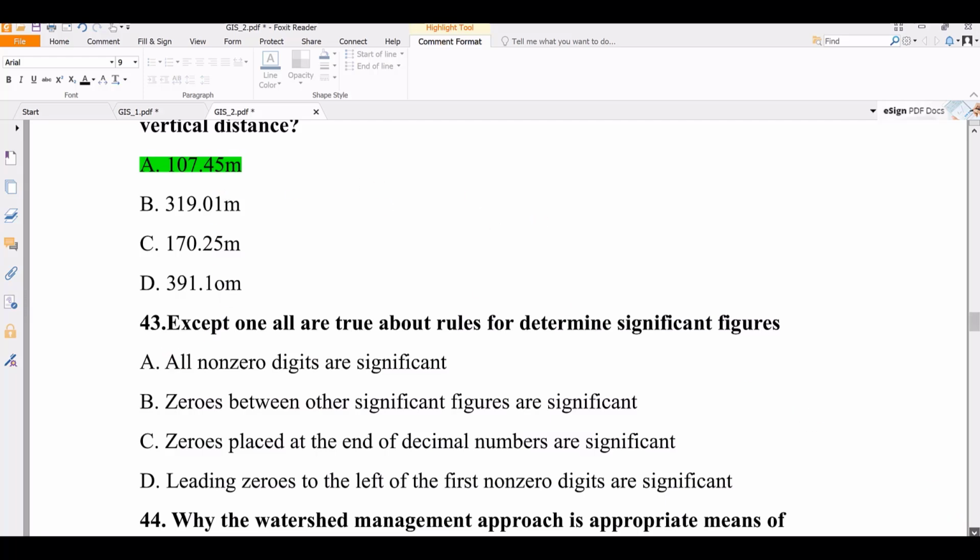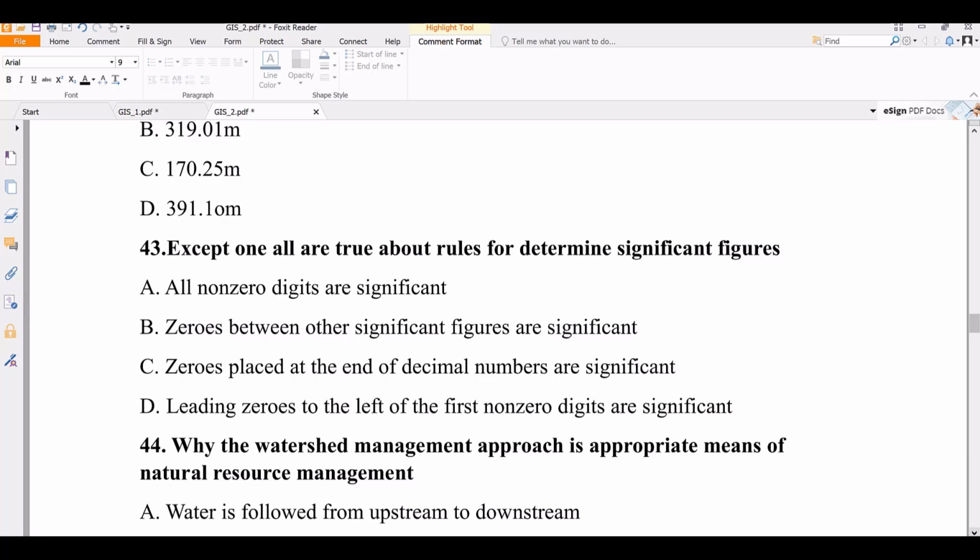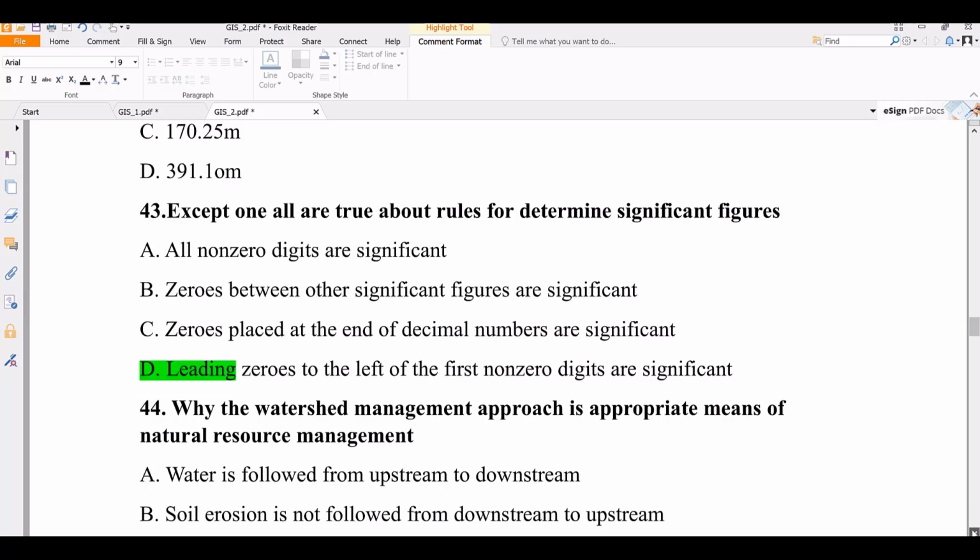Question 43. Except one, all are true about rules for determining significant figures. All non-zero digits are significant. Zeros between other significant digits are significant. Zeros placed at the end of decimal numbers are significant. Leading zeros to the left of the first non-zero digit are significant. So the correct answer is leading zeros to the left of the first non-zero digit are significant. Non-zero digits are significant.